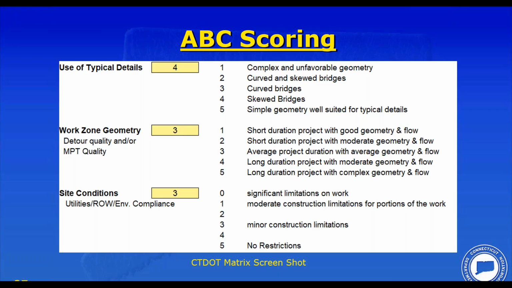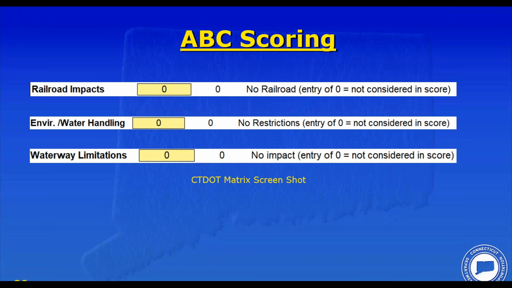Work zone geometry, like the previous example, was an average project duration with average geometry and flow, so we gave that a 3. Site conditions, we gave it a 3. Minor limitations, but nothing major with downstairs. We have some utilities to deal with downstairs, but nothing over the top complicated. And no utilities on the bridge. And as before, we don't have railroads, we don't have water, and we don't have waterways. So we get 0s for those.